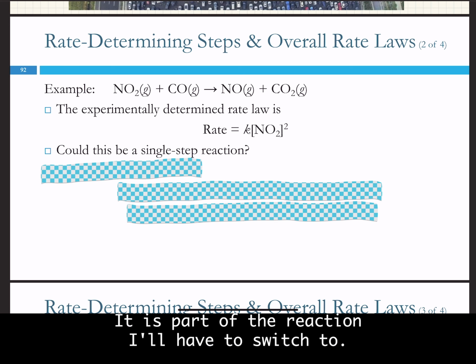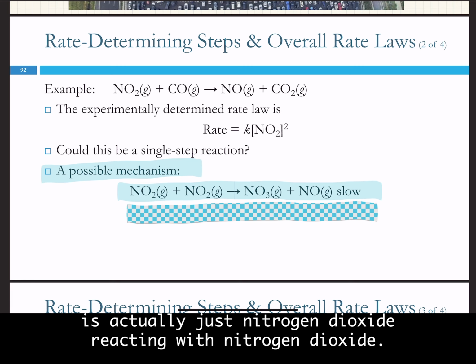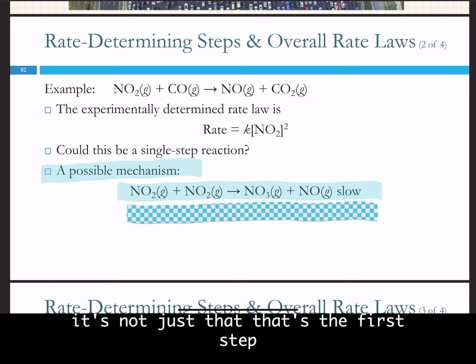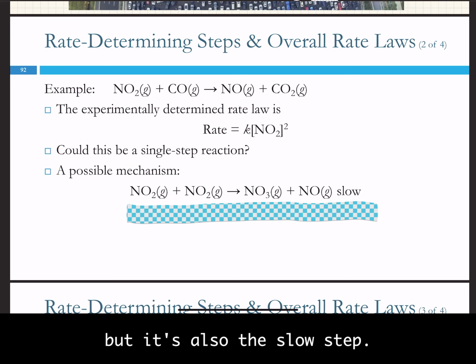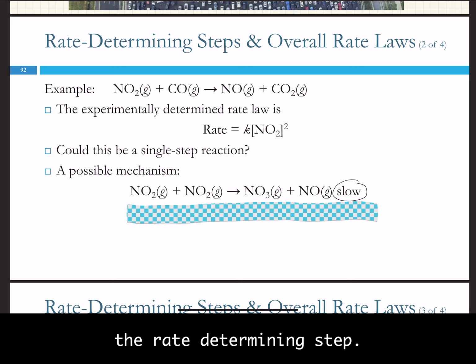So our first step is actually just nitrogen dioxide reacting with nitrogen dioxide. And also importantly here, it's not just that that's the first step, but it's also the slow step. And because the slow step is this choke point in my reaction, that slow step will always be the rate determining step.